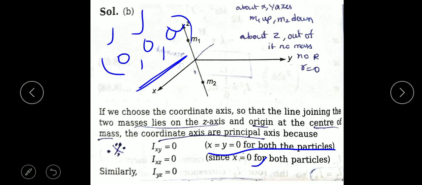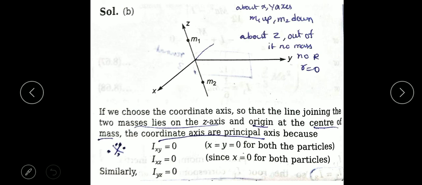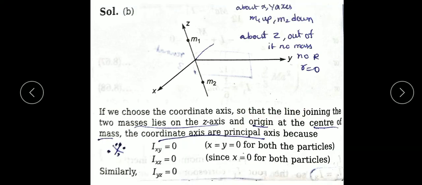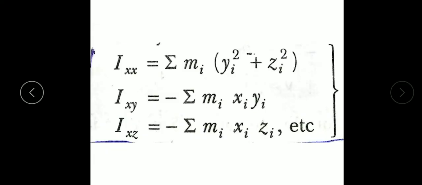So that is the thing. And next step. Now let m1 lie at z equals z1 and m2 at z equals minus z2, since O is the center of mass.